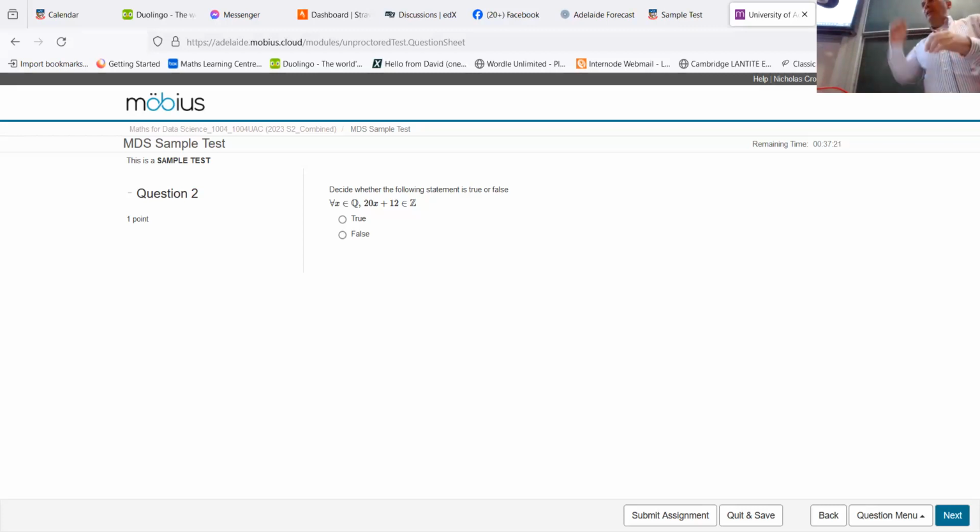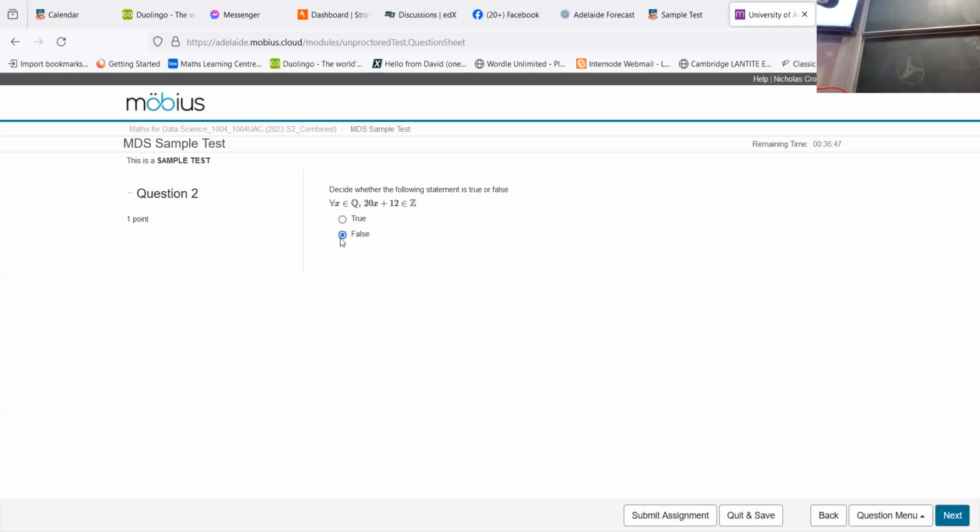If that "for all" was changed to "there exists", then it would be true. I could choose x in the rational numbers such that 20x plus 12 is an integer. Definitely could do that. Take a quarter. When I times by 20, I get 5. Works out for me. But in this case, it's not. If we're going to say that it's false, we should be able to think of an example.